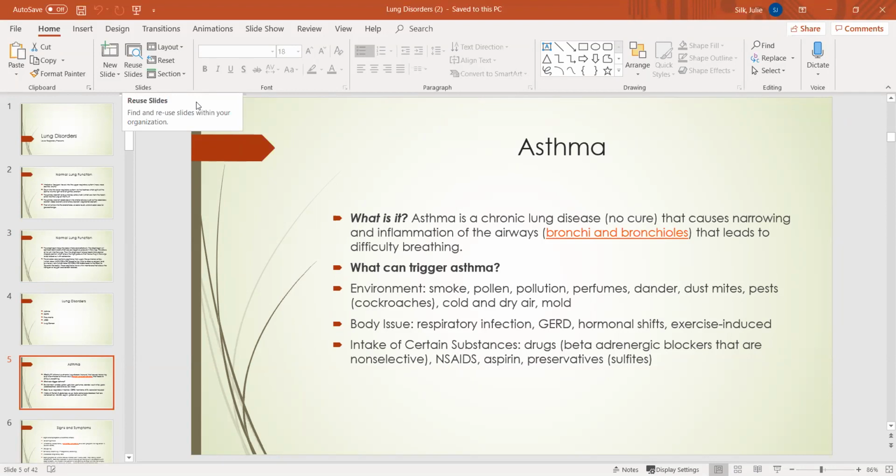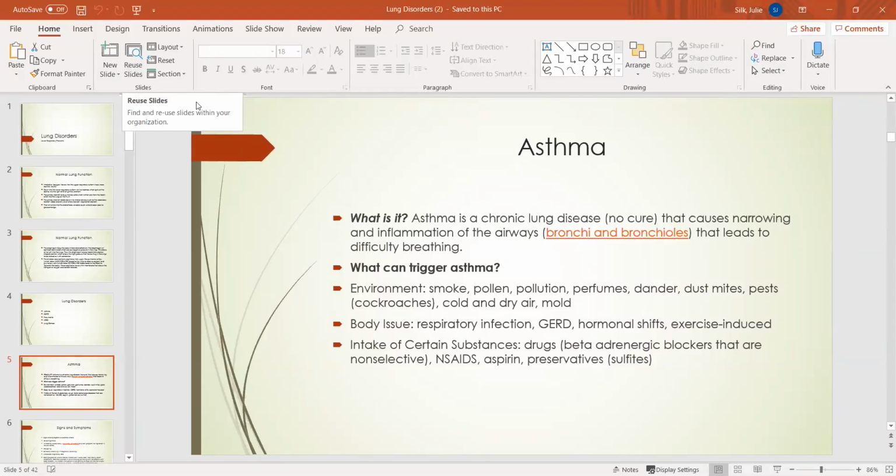And then also drugs can cause you to have a trigger for your asthma. So the specific drugs we're talking about would be NSAIDs, aspirin, beta adrenergic blockers, and then also certain things with preservatives like sulfites in them. So those would be some things that could trigger you to have this episode.